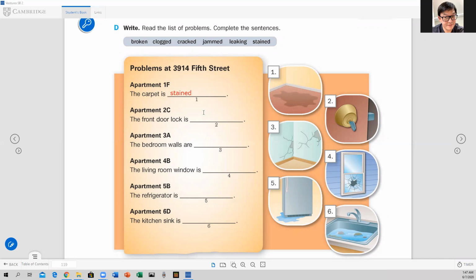And look at these words here. Which one is going to complete the problem here? So number two, the front door lock is jammed. Yeah, that's it, jammed. Number three, look here. The bedroom walls are cracked. Okay. Number four, the living room window is broken. The living room window is broken.